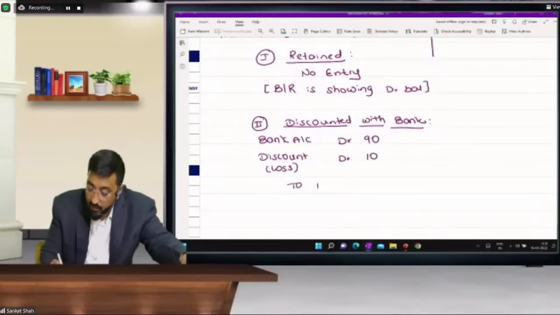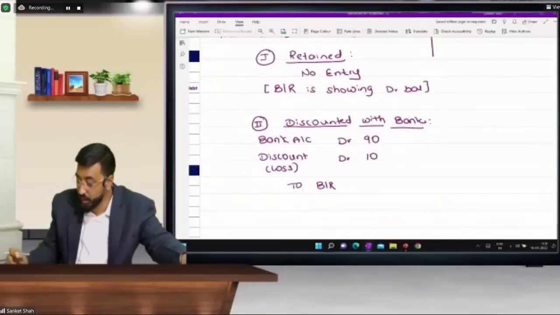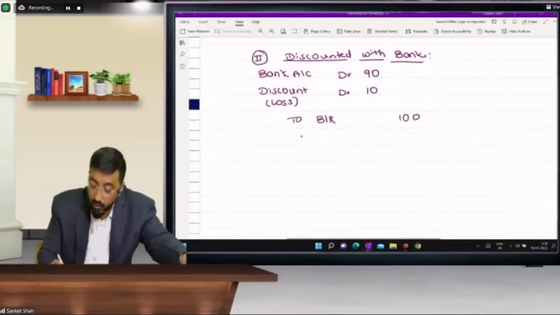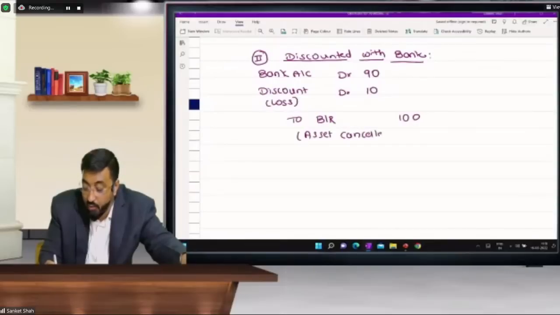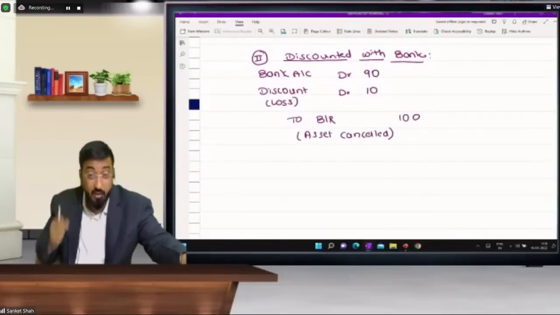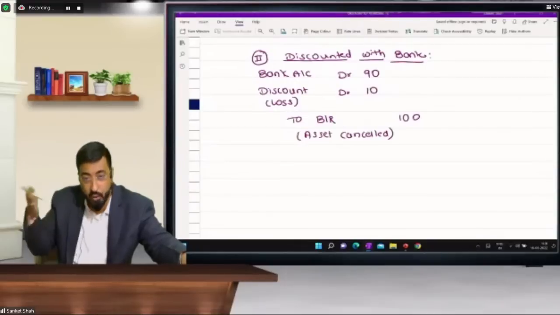And to bills receivable is rupees 100. Now the bill is not with you. You are going to cancel that asset. That asset is now no more with you. The bills account is a personal account. But remember, this sentence is very important. Bills receivable account is a personal account. But for simplicity, I will call bills receivable a real account. Comes in and goes out.